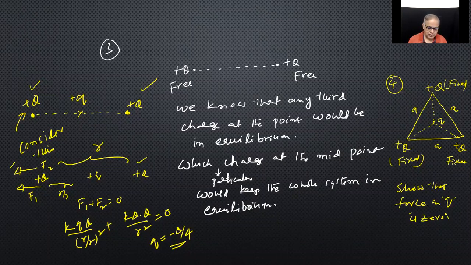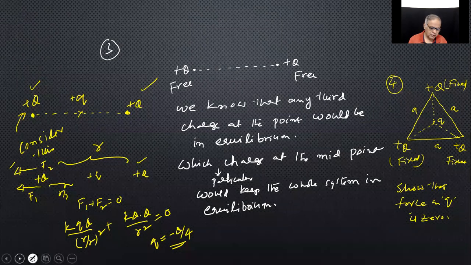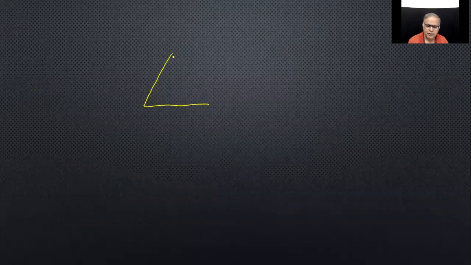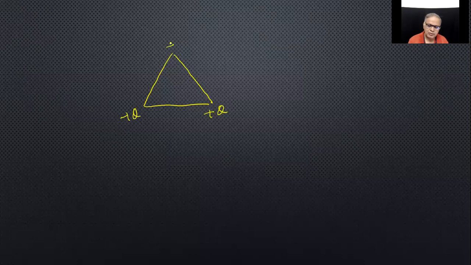So if I go to the next page, can I? Yes, sir. So what was the figure? We're having something like this: plus Q, plus Q, plus Q, and a small q in the middle. So if I place 1 plus q here, how are the directions of the forces?